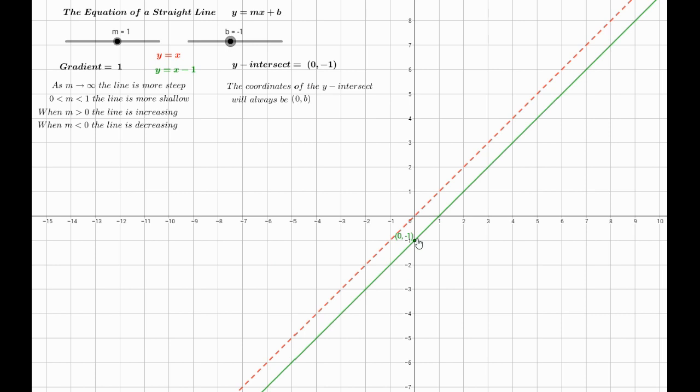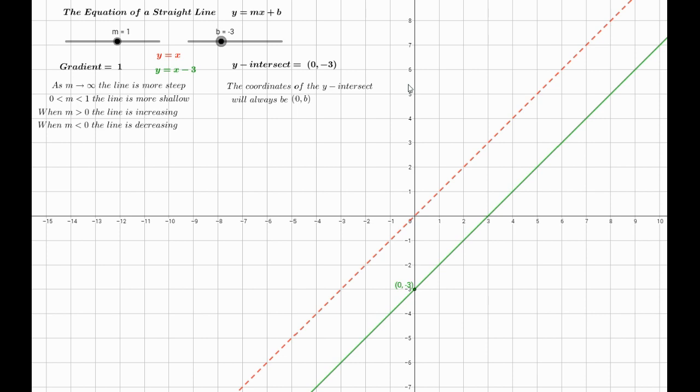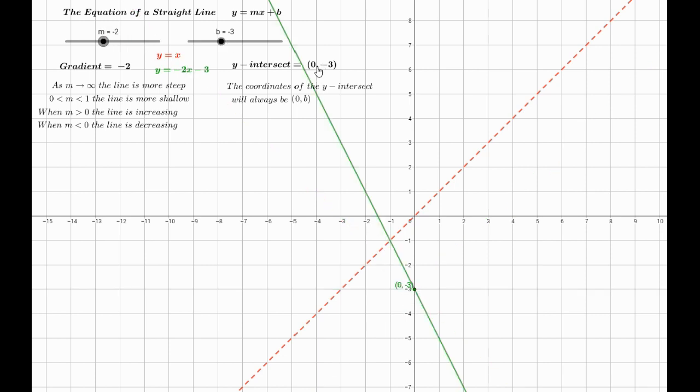Since this is negative here, positive y values are up here, and negative y values are below. And since b is negative, the entire line is moving downwards. So just so you can see what it looks like if we change this, if this b value is negative, it still passes through the value 0, -3, because the value of b in the equation is -3.